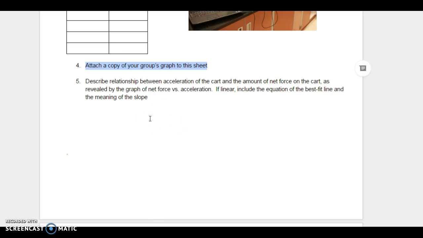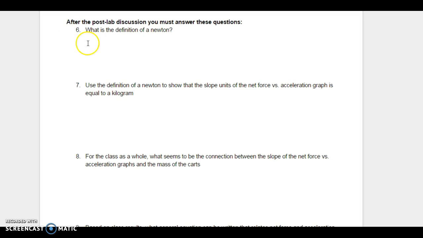This answers the purpose of the experiment. You are describing the relationship between acceleration and net force. The purpose of the experiment was to find that out. So look at your data, look at the graph, describe it in general, and then describe it specifically. The slope is the most important thing. If you can give me a good statement of the meaning of the slope using the units, you're doing the right thing. For the back side of this sheet, you'll need to listen up here.